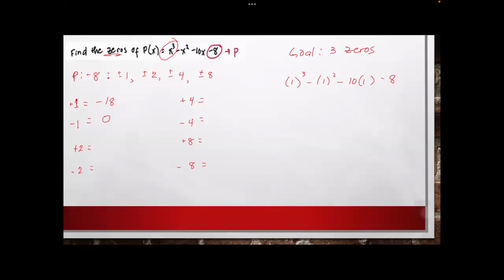Yes, alright. Negative 24. For the positive, it's negative 24. Meron pa lang tayong isang 0. Kailangan pa natin ng dalawa kasi tatlo yung hinahanap natin. How about the negative 2?